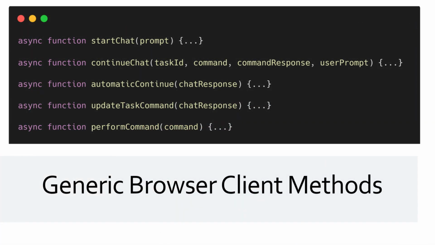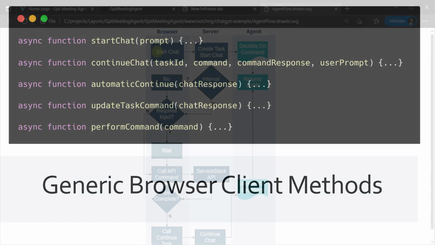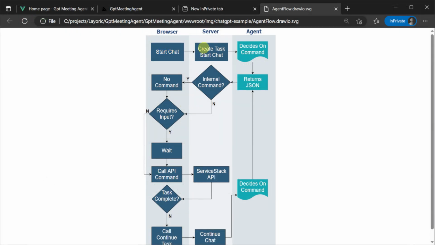Also in this example, it's the browser client that's actually the one chaining these actions together, making those subsequent calls referencing the same task from the first chat interaction. We can see in this flow diagram where the responsibilities are separated between your browser, ServiceStack server, and agent, in this case powered by OpenAI's GPT 3.5 Turbo model.